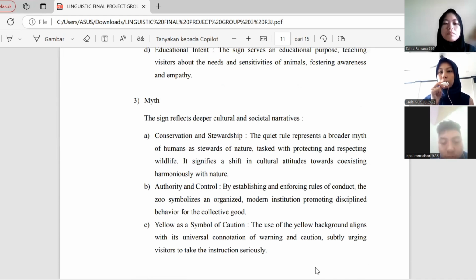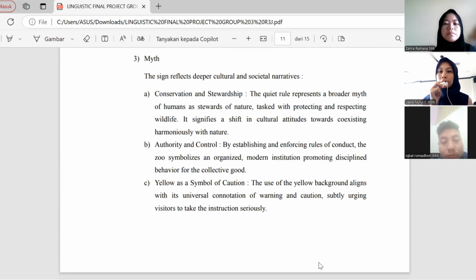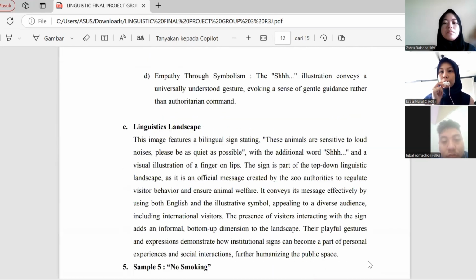C. Yellow as a symbol of caution. The use of the yellow background aligns with the universal connotation of warning and caution, subtly urging visitors to take the instruction seriously. D. Empathy through symbolism. The illustration conveys a universally understood gesture, evoking a sense of gentle guidance rather than authoritarian command.